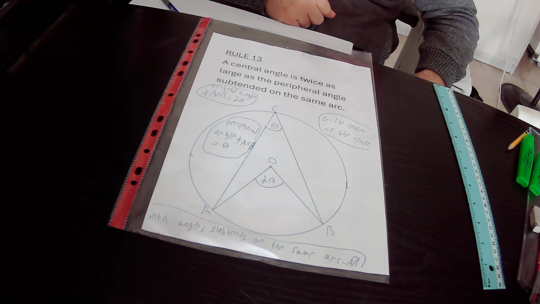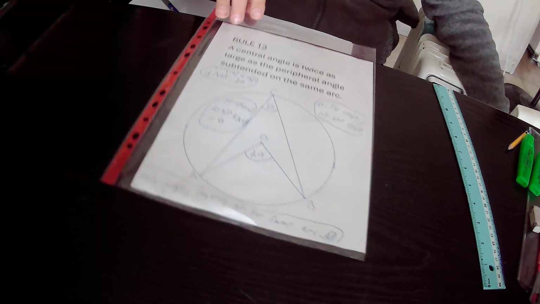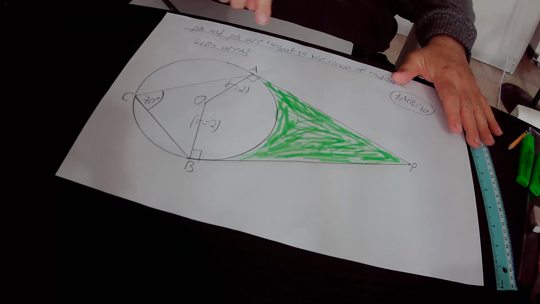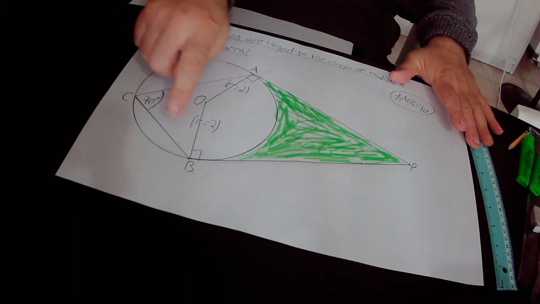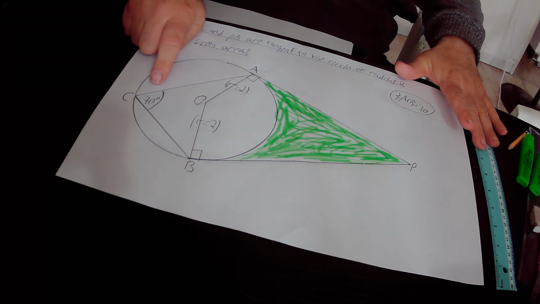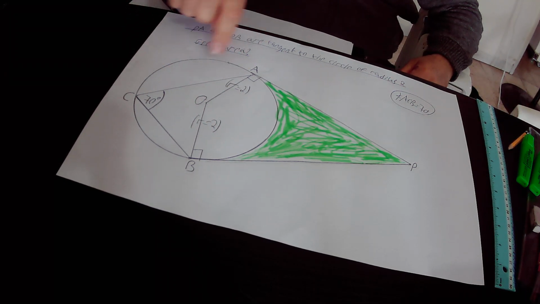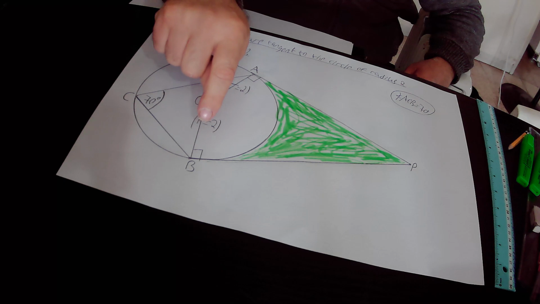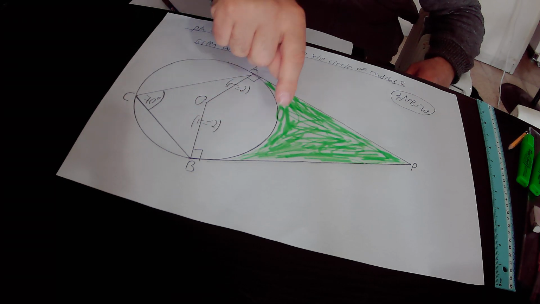So we can actually implement rule 13 in our drawing. Why? Because in our drawing we have peripheral angle ACB. This is peripheral angle ACB. This equals 70 degrees in size. And this peripheral angle ACB is subtended on this arc AKB. And we also have in this drawing the central angle AOB. This is the central angle AOB that is subtended on the same arc AKB.